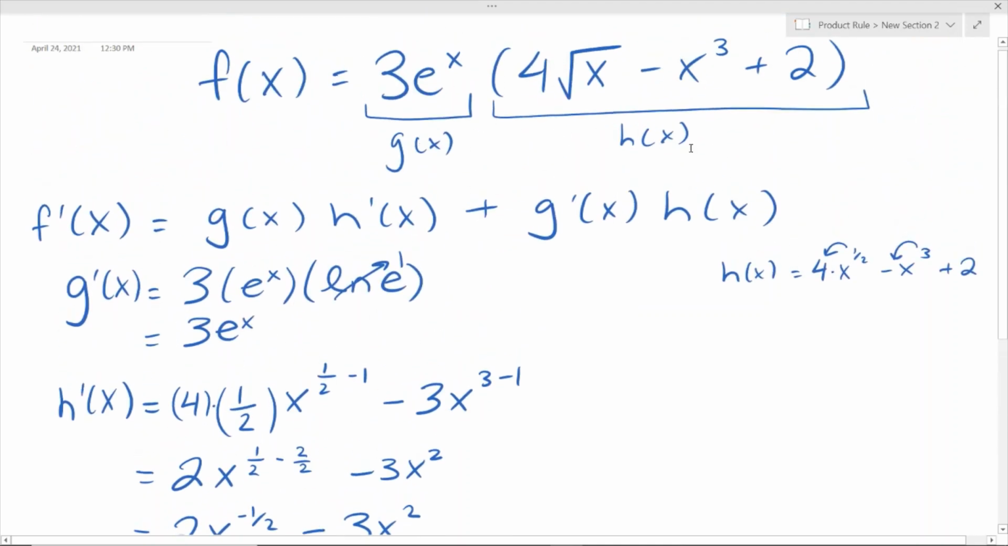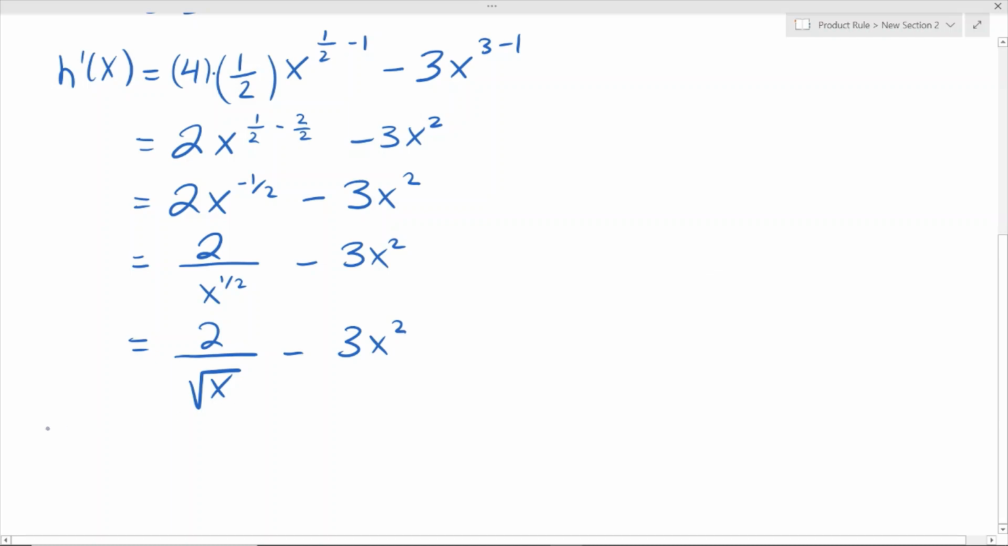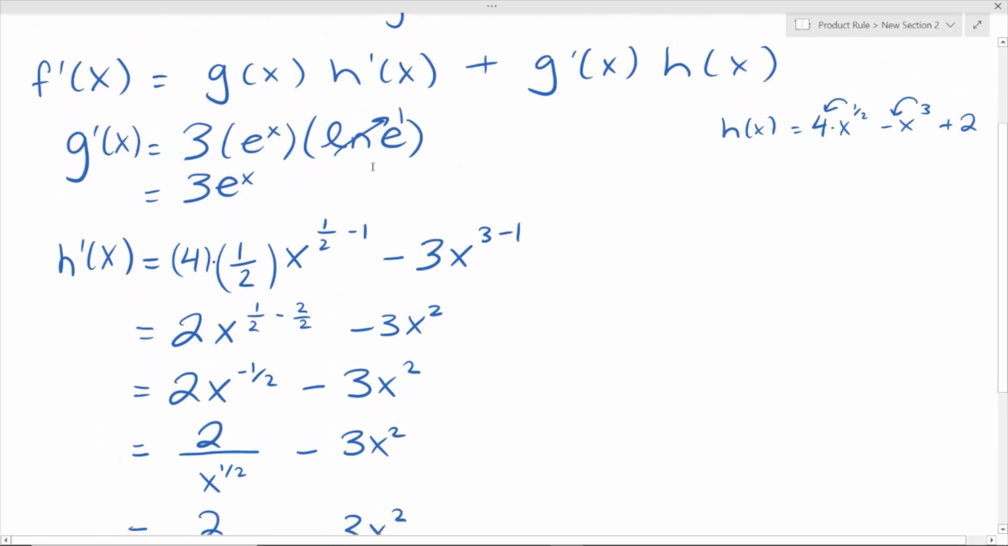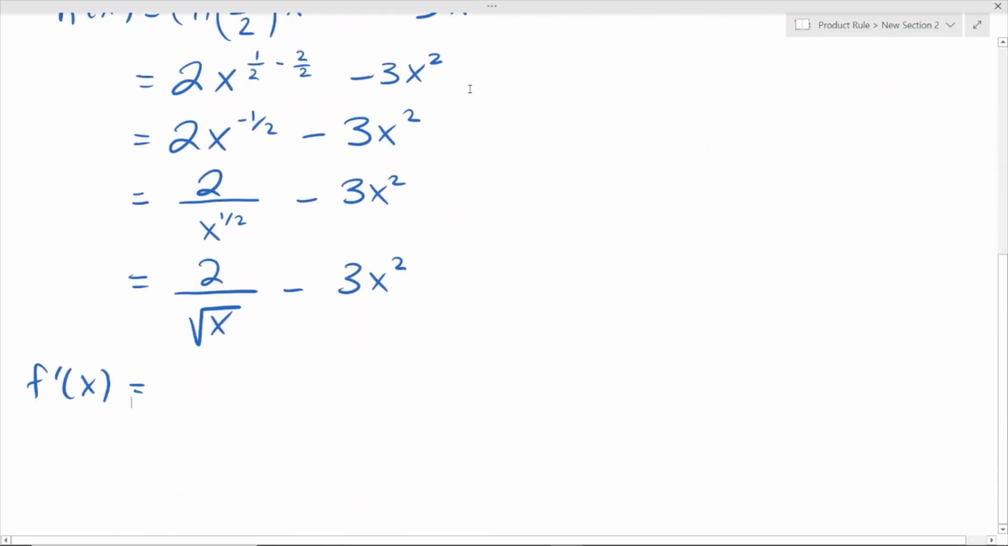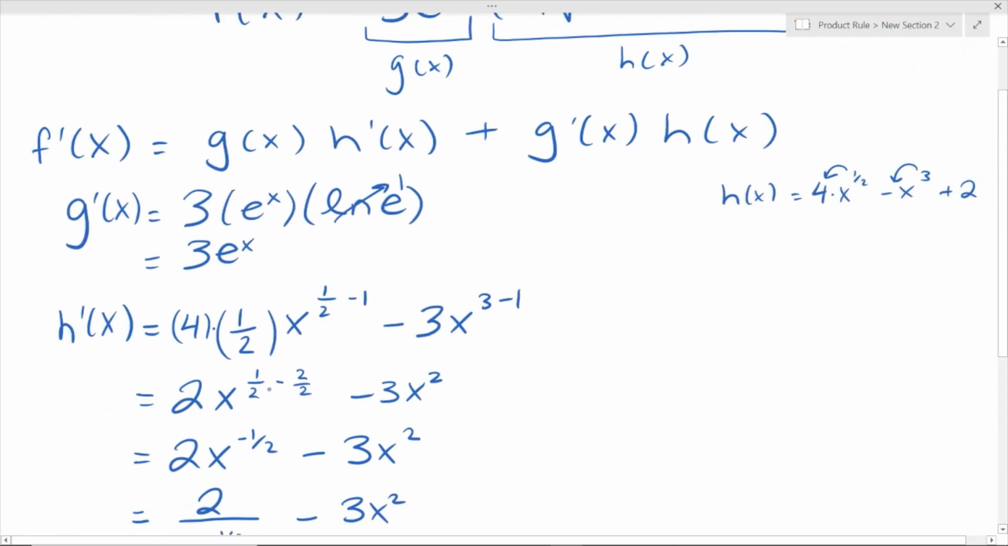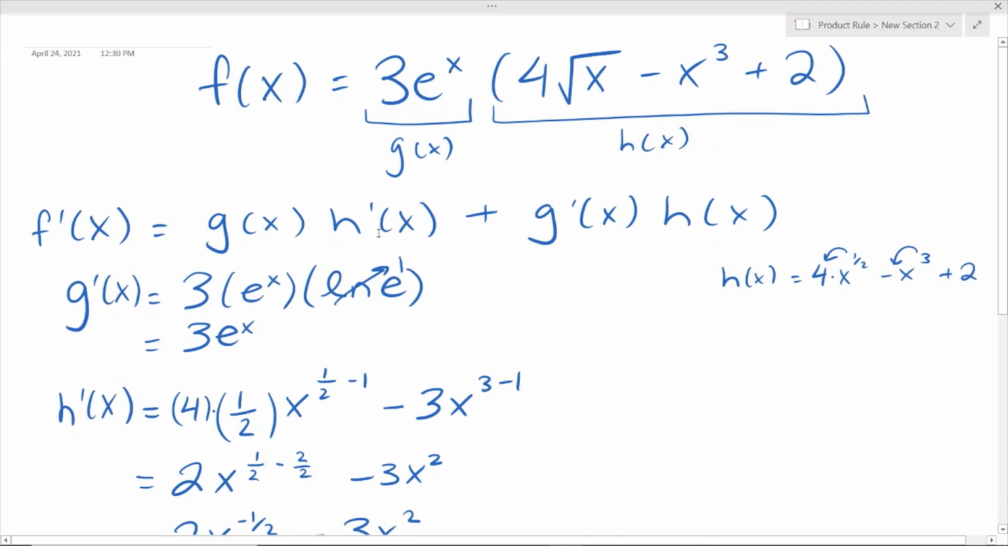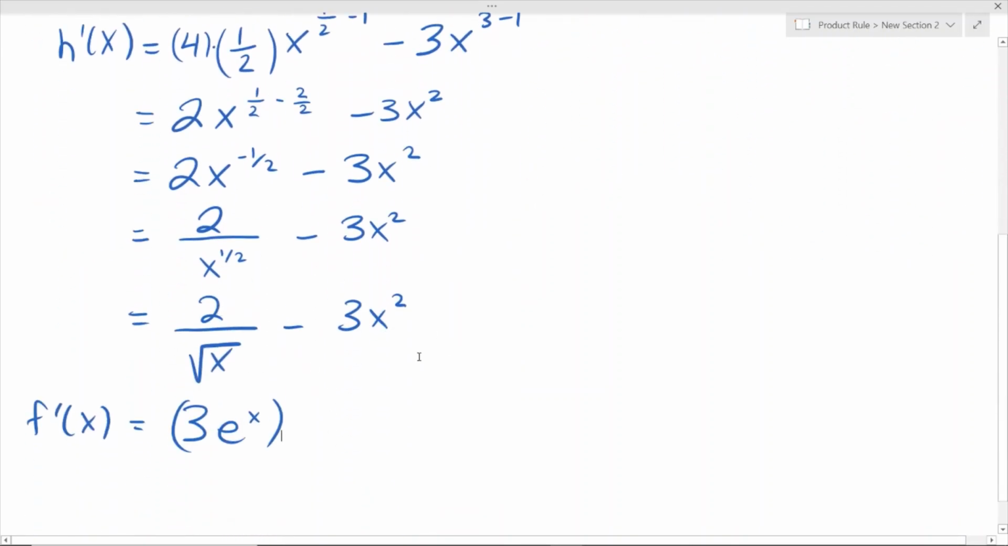We know our g of x and h of x, so it's time to substitute it into here. F prime of x equals g of x times h prime of x plus g prime of x times h of x. Because we have basically a product, these multiply together, so we can use that. So let's use the product rule. So we have f prime of x. It's going to be equal to, first we must substitute g of x. G of x is 3 times e to the exponent of x. So writing that in right here. And then secondly, as shown here, we have h prime of x. H prime of x was found to be this expression, so I'm going to copy that expression right here.